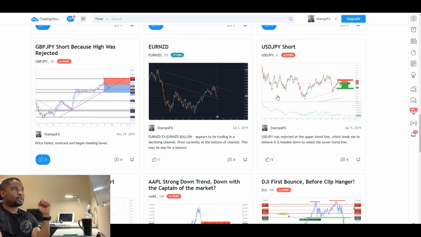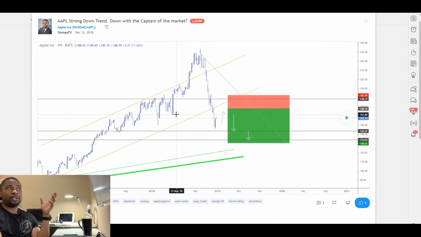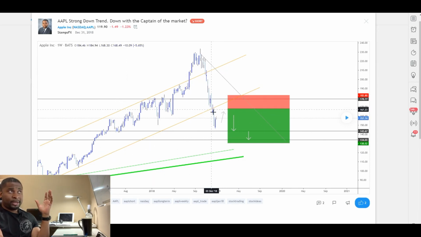Okay, this is a stock, but the chart principle is the same. So let's take a look at this, because this is kind of what you would see. This is a weekly chart, and this is probably what you would see on a weekly chart if you were to look at the Euro USD on a weekly chart. So here we have Apple, and this is back in 2018. It's trending up. It's a clear uptrend, but you'll notice that it breaks the uptrend here.